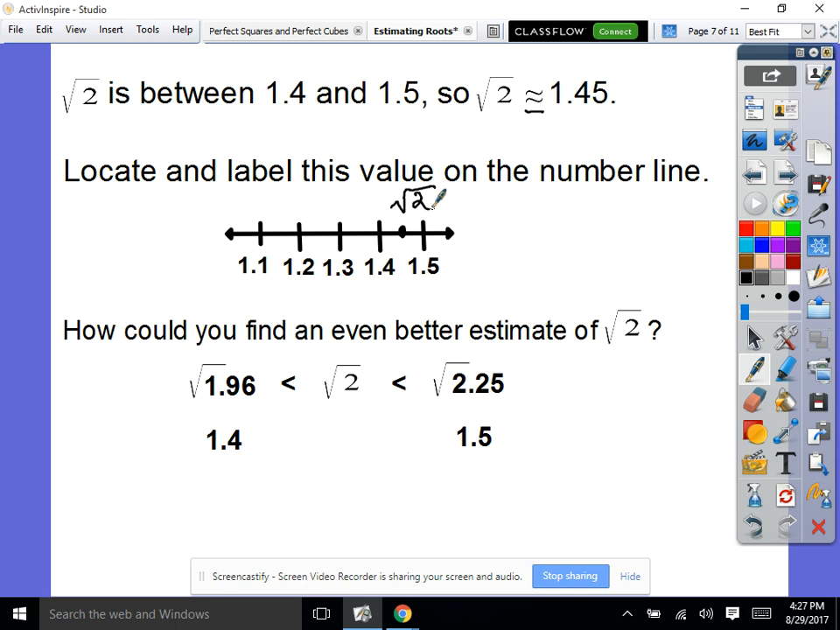How could you find an even better estimate of square root of 2? Well, you know the square root of 2 is between the square root of 1.96 and the square root of 2.25. Which one would that be closer to? I want you to think about that, and we'll look at that tomorrow a little bit more closely.